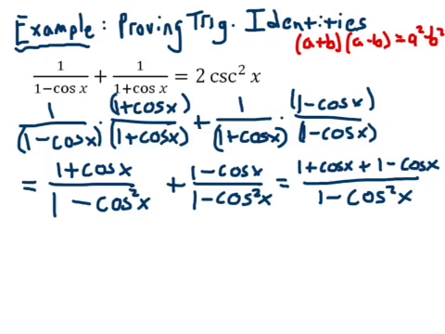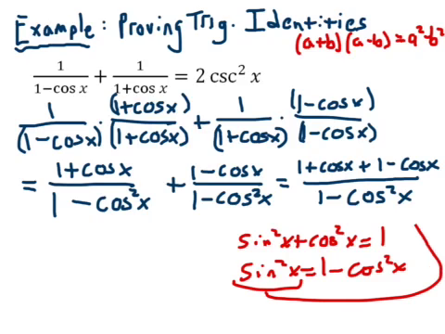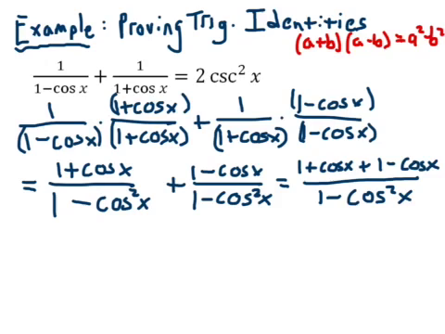Pythagorean identity says sine squared of x plus cosine squared of x equals 1. So if we subtract cosine squared of x from both sides, we end up with sine squared of x equals 1 minus cosine squared of x. And so we can take this expression and substitute it there. Okay? And so, let's get this out of here. So let's go ahead and do that.